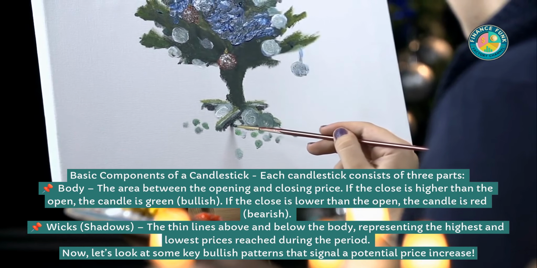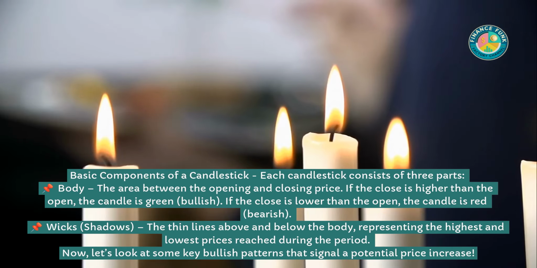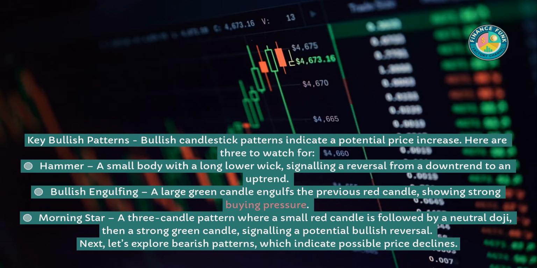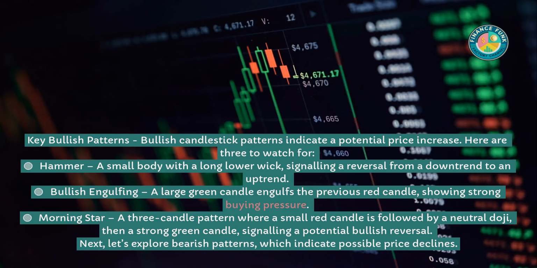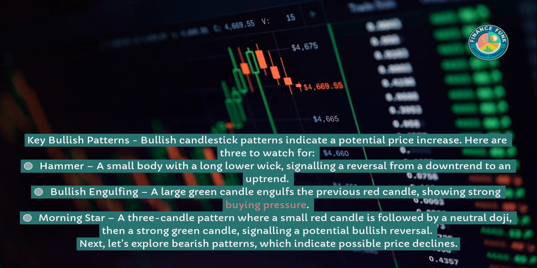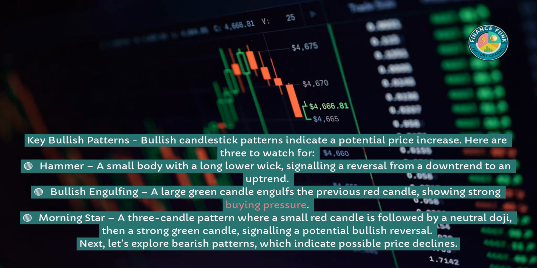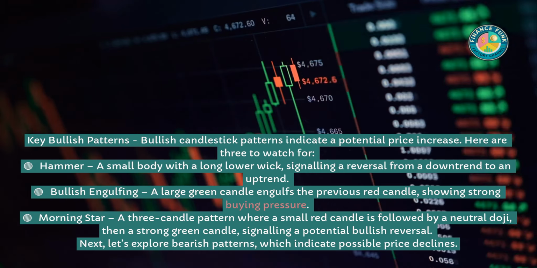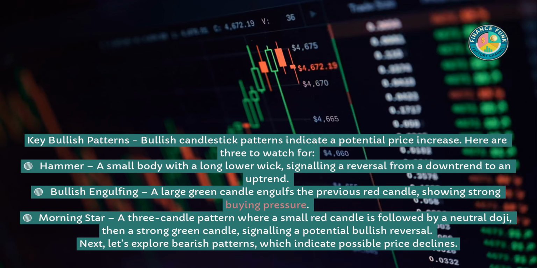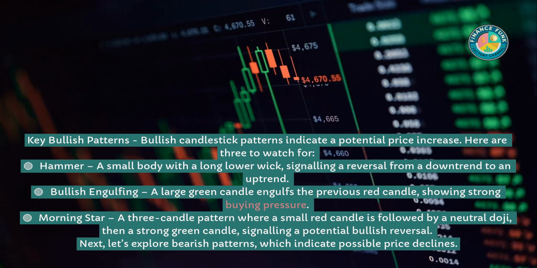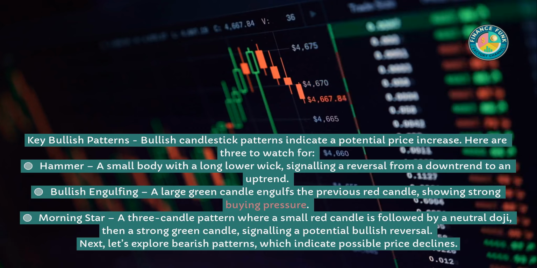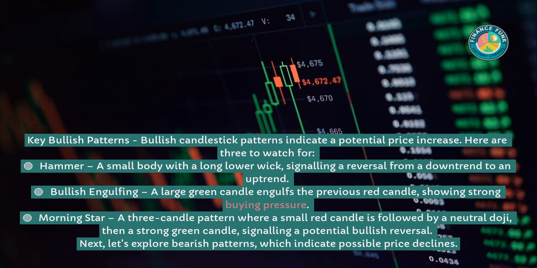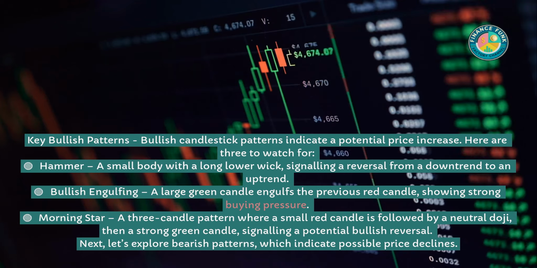Now let's look at some key bullish patterns that signal a potential price increase. Key bullish patterns. Bullish candlestick patterns indicate a potential price increase. Here are three to watch for. Hammer, a small body with a long lower wick, signaling a reversal from a downtrend to an uptrend. Bullish engulfing, a large green candle engulfs the previous red candle, showing strong buying pressure. Morning star, a three-candle pattern where a small red candle is followed by a neutral doji, then a strong green candle signaling a potential bullish reversal.